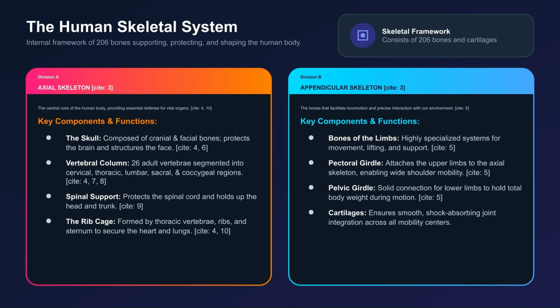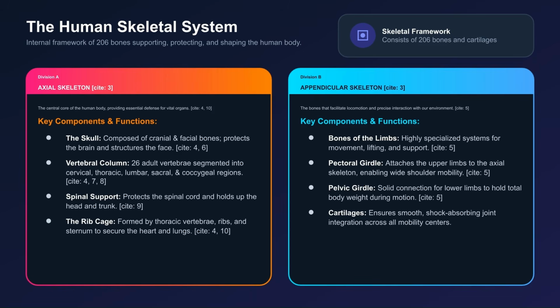The skeletal system forms the internal framework of the human body and supports, protects, and gives shape to the body. The human skeletal system consists of 206 bones and a few cartilages. The skeletal system is divided into the axial skeleton and the appendicular skeleton. The axial skeleton includes the skull, vertebral column, sternum, and ribs. The appendicular skeleton includes the bones of the limbs and the pectoral and pelvic girdles.